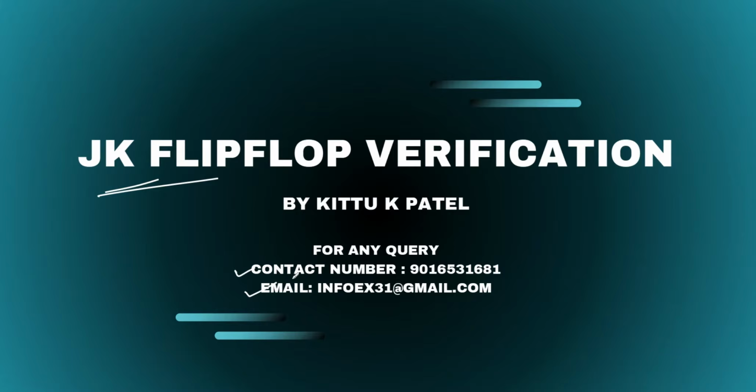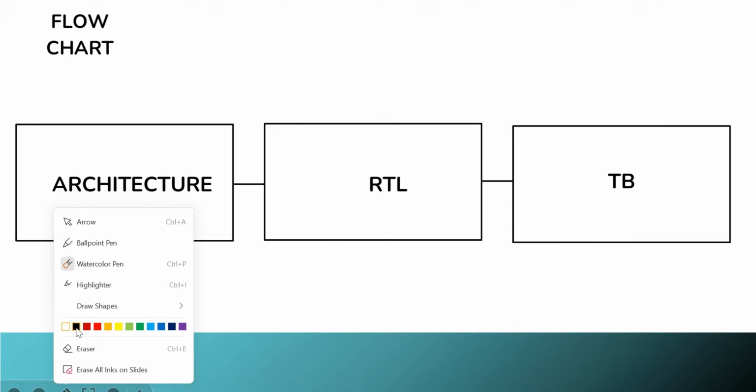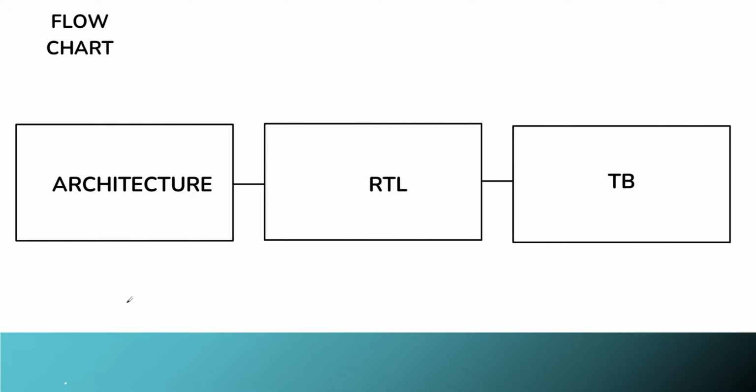Now let's start the video. So this is our flowchart. First we will see the architecture of our entire TB, then we are going to see the RTL, then we are going to jump into the testbench. So let me first explain the architecture which we have made in order to verify our JK flip-flop.